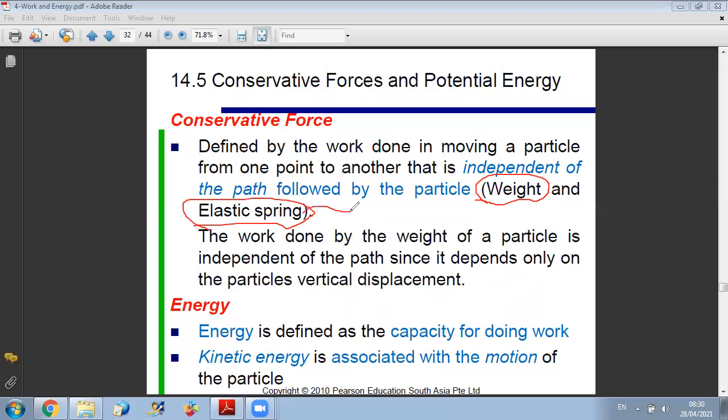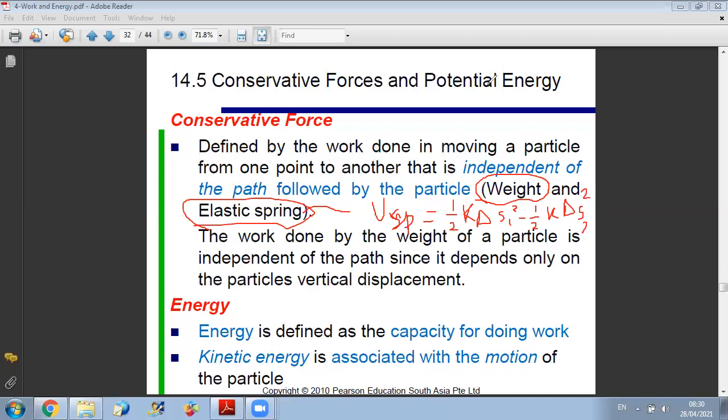Why the spring also? Because we have seen together that the work of the spring is also a function of just the initial and final state. The work of the spring on a particle is half k delta S1 square minus half k delta S2 square. Okay, so it's also depending just on the initial and final state. So it's a conservative force.